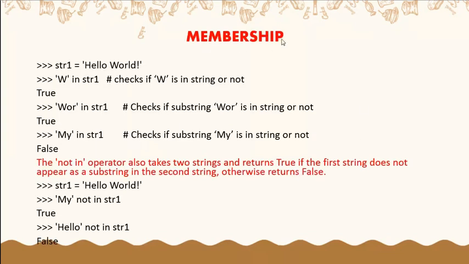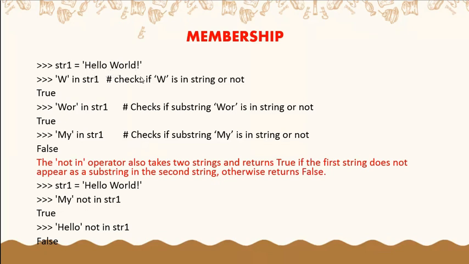Now let's see what is membership. I told you that for membership you have to use in and not in operator. Membership itself says that whether the substring appears in a string or not, whether a specific character or a string is a member of the original string or not, and it returns a boolean value true or false. Now here you can see the example, str1 equals to hello world.